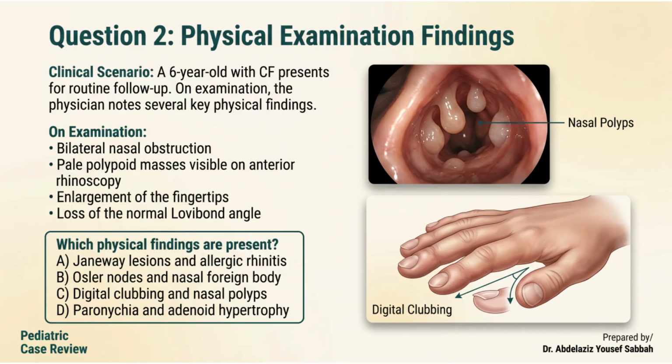Question 2. A 6-year-old with cystic fibrosis presents for routine follow-up. On examination, the physician notes bilateral nasal obstruction with pale polypoid masses visible on anterior rhinoscopy. There is also enlargement of the fingertips with loss of the normal Lovibond angle. Which physical findings are present? Option A, Janeway lesions and allergic rhinitis. Option B, Osler nodes and a nasal foreign body. Option C, digital clubbing and nasal polyps. Option D, paronychia and adenoid hypertrophy.